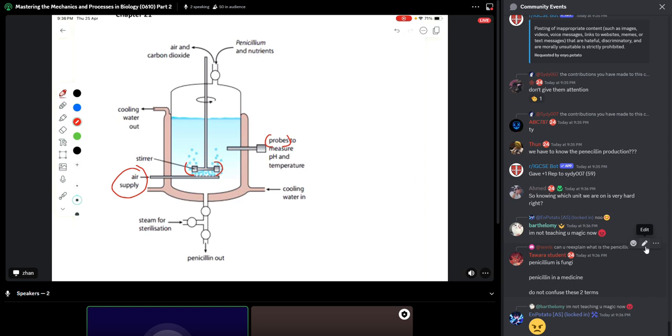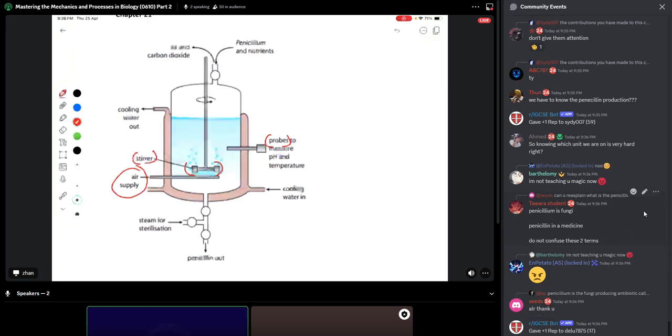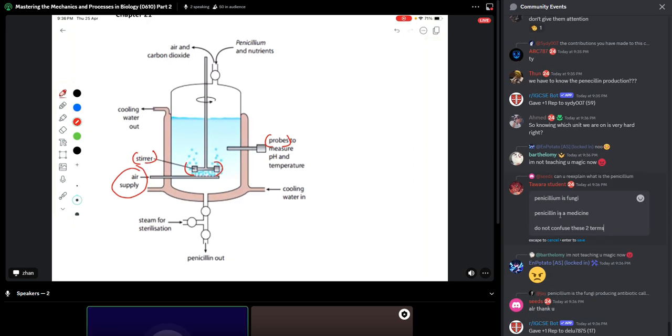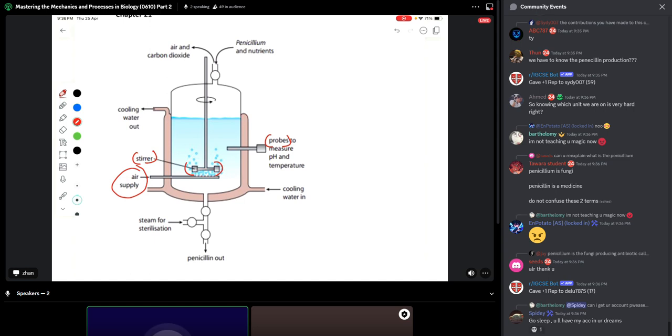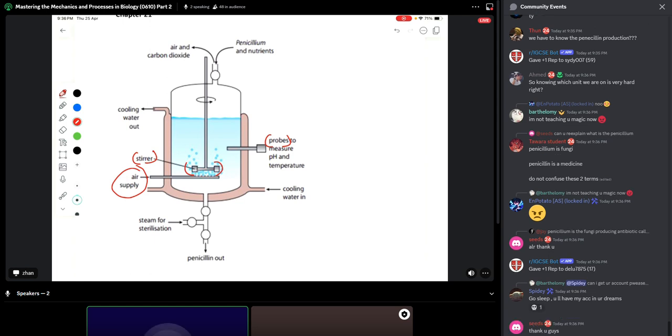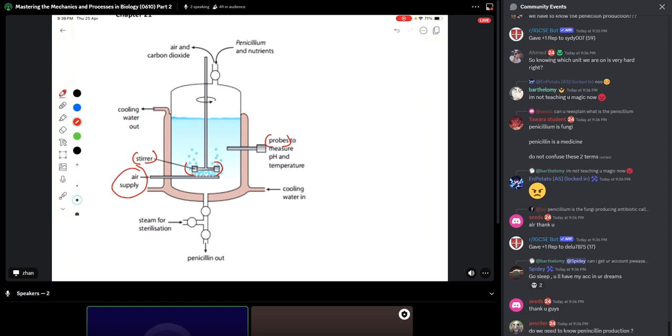Then we have a stirrer. The stirrer ensures that everything is equally distributed. All of the nutrients provided, and all the things inside the fermenter, are equally spread out in the fermenter, so they all get it.